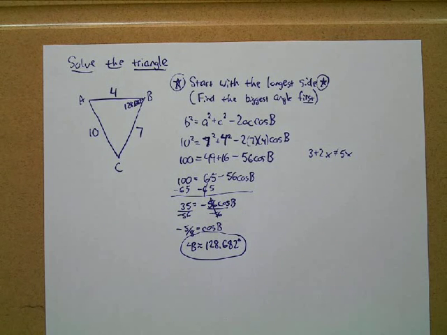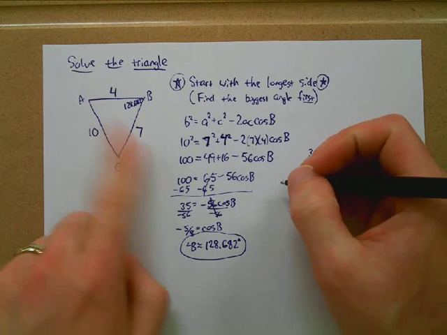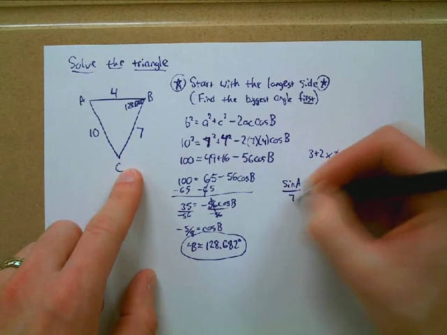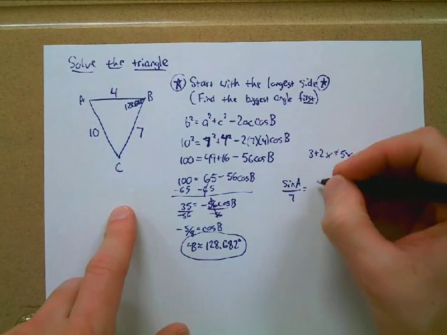So again, it doesn't matter which one you pick. I'm just going to find angle A here, so we could just say, sine of A over 7 equals sine of 128.682 over 10, and again, just cross multiply and solve for angle A there.